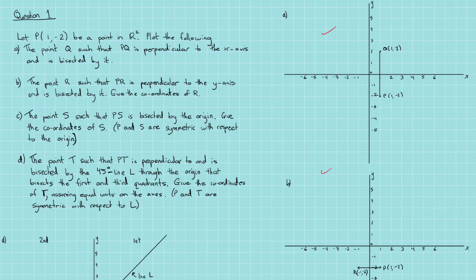Now, there are a few subtle things that need to be outlined. A couple of them are very straightforward though. So with the point P, that's (1, -2), we can see it over here. And it says that we want PQ to be perpendicular to the x-axis and bisected by it. So perpendicular obviously means that it must make an angle of 90 degrees, and bisected means that there must be equal lengths on both sides.